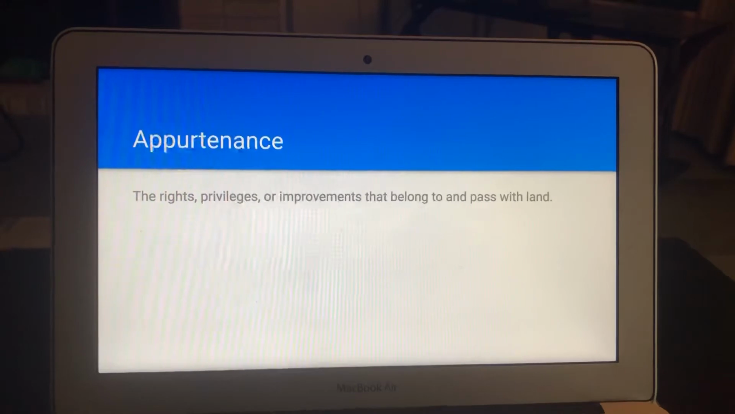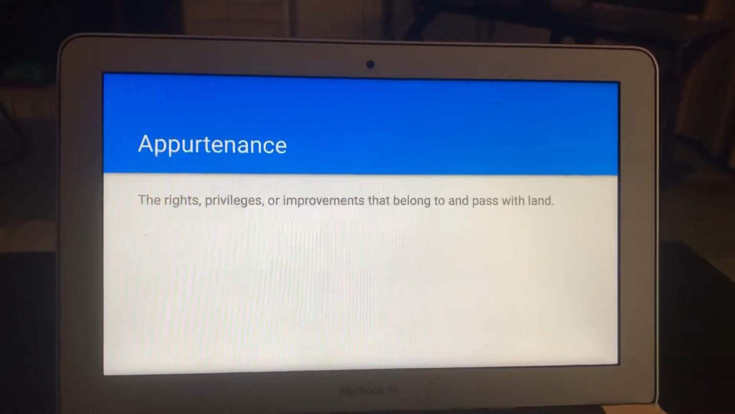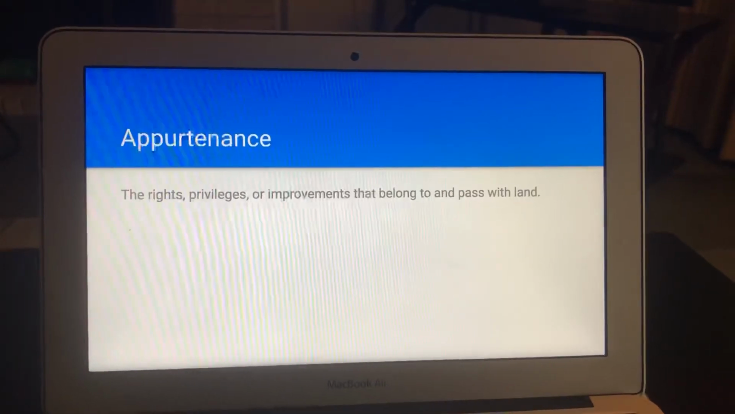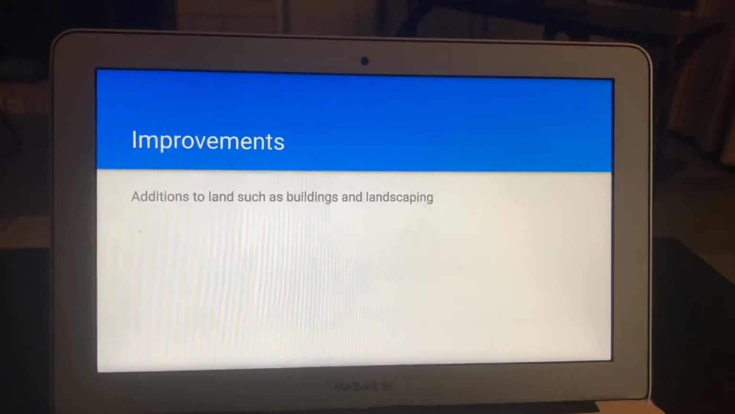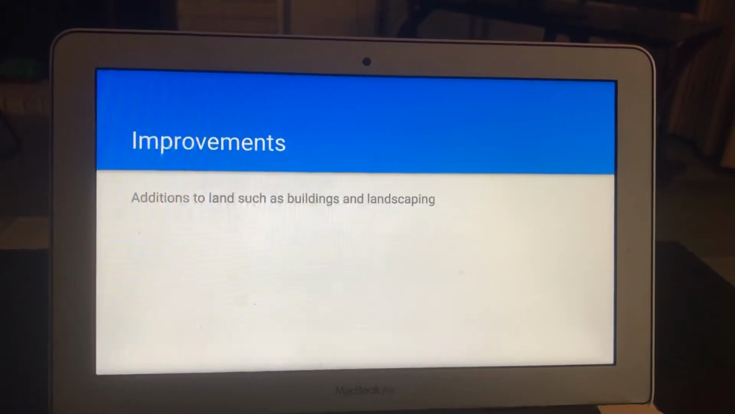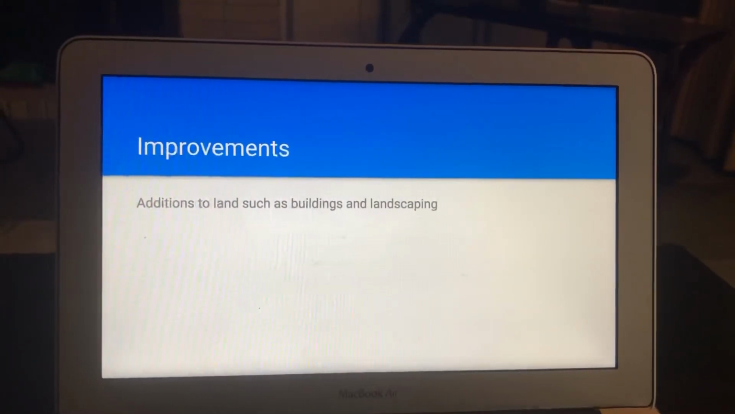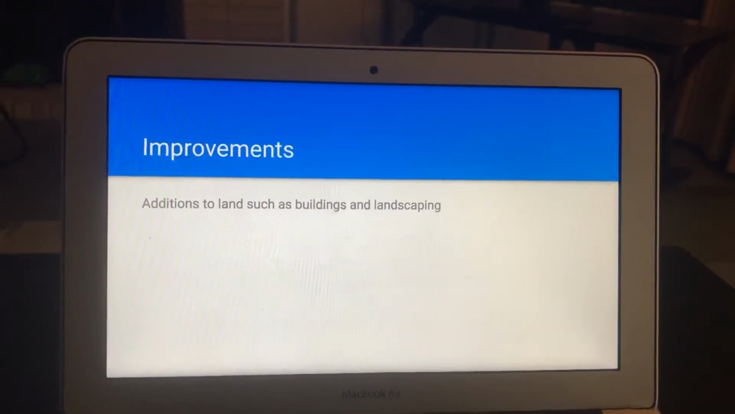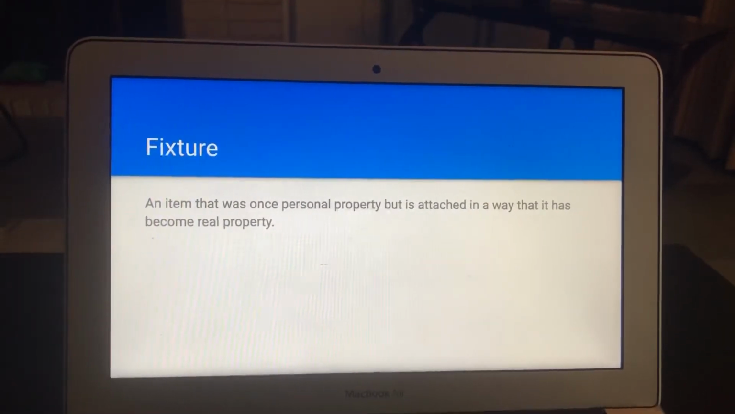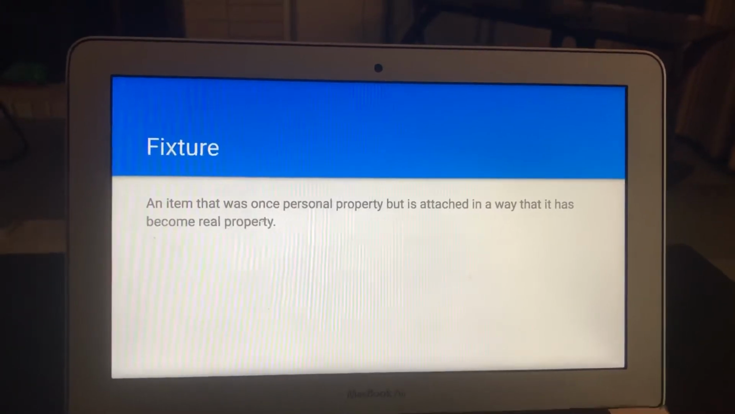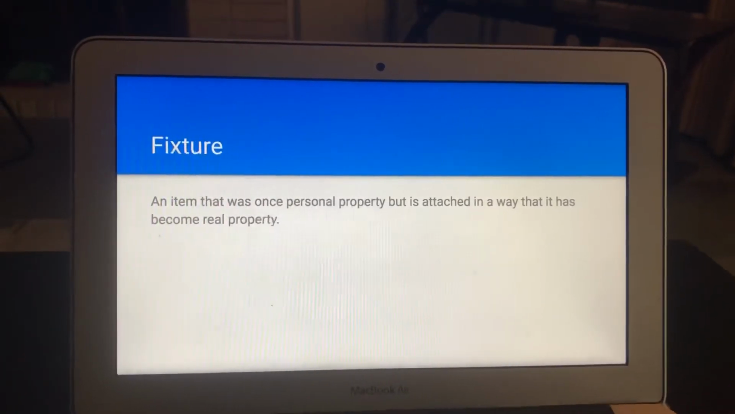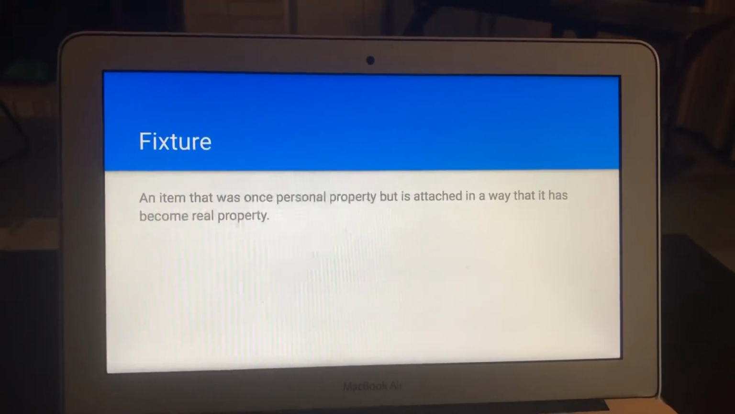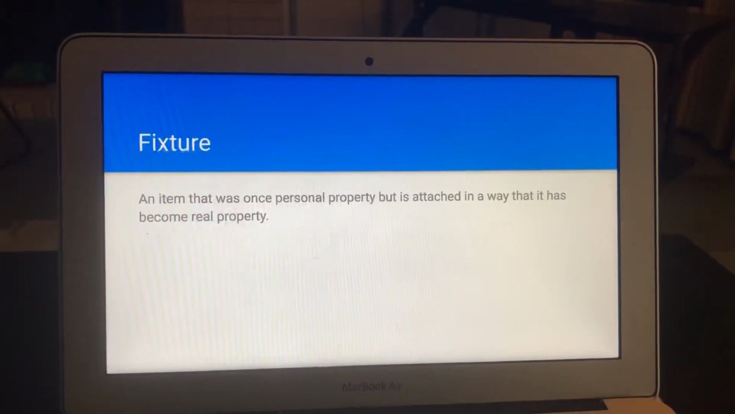And appurtenance. An appurtenance is the rights, the privileges, or improvements that belong to or pass with land. Improvements. Improvements are additions to land, such as buildings and landscaping. A fixture. This is important. A fixture is an item that was once personal property but is attached in a way that has become real property.